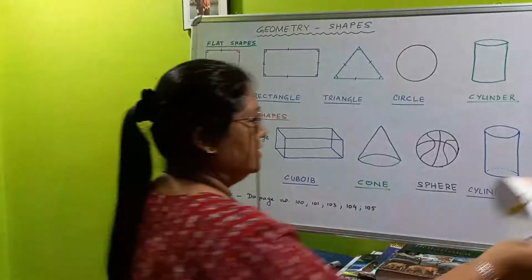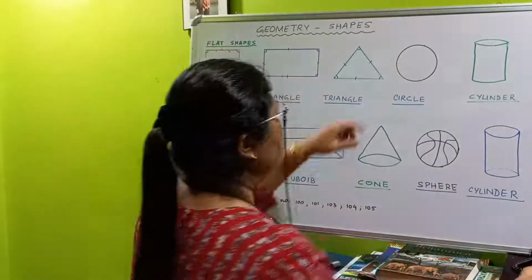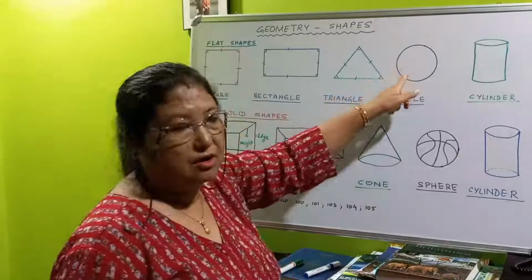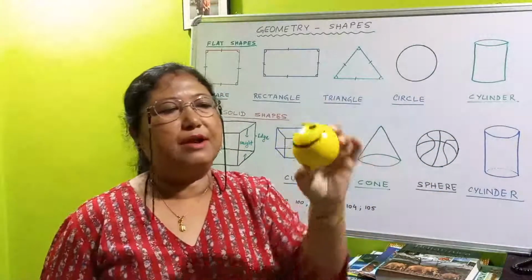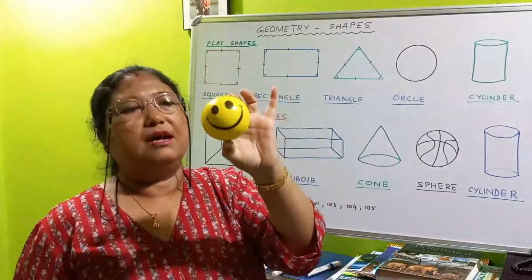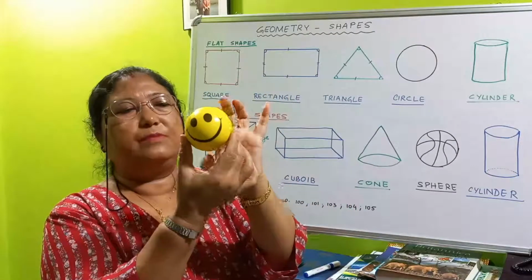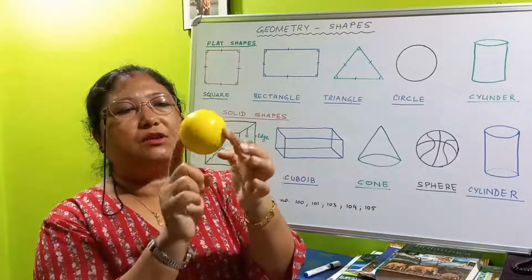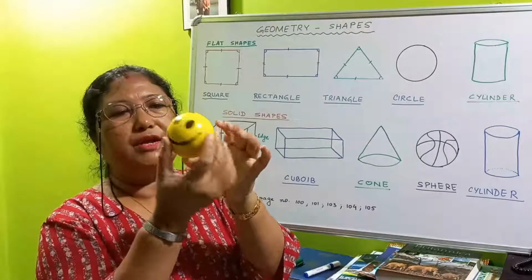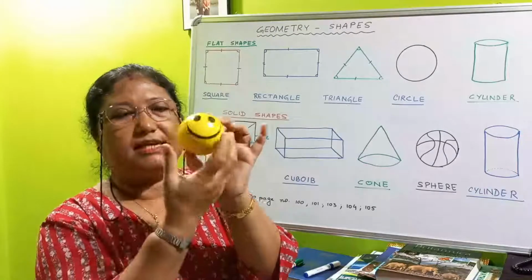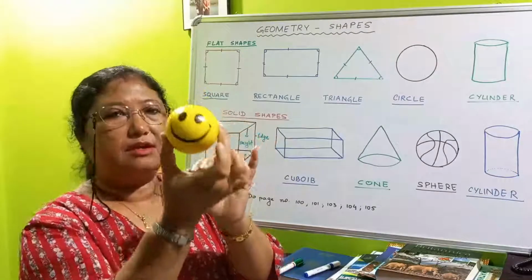Now next is sphere. Now this, only the outline is a circle, and if it is in solid form like this. Now here I have got one ball. Can you see? Now this is a sphere. This is called a sphere because all the sides are covered. It is round. Okay. Not only the outline, but it is round in shape. Now they are in solid shape. So this kind of figure is called a sphere.